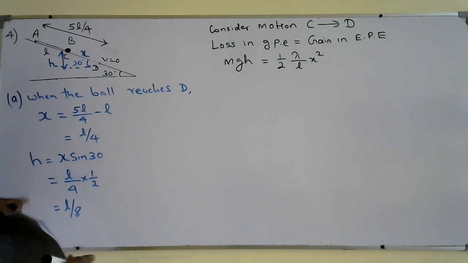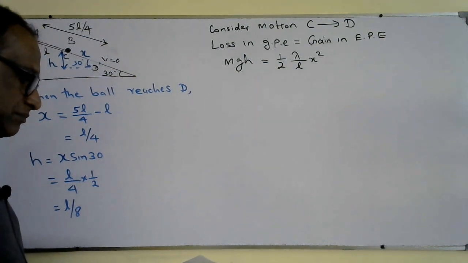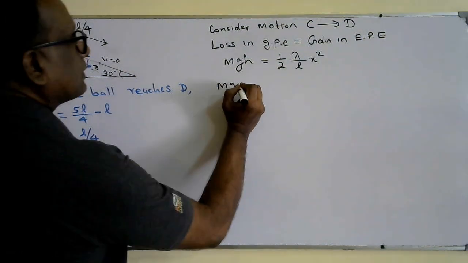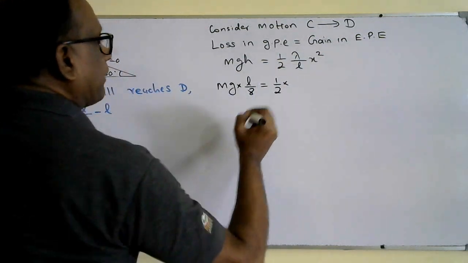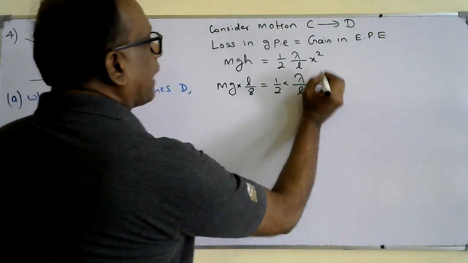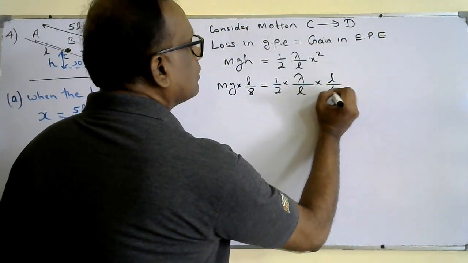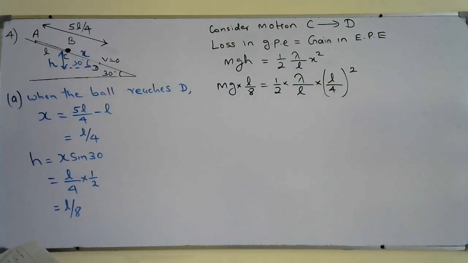Okay, so MGH, the mass is given as M, so Mg, H is L by 8, equals half lambda, which we need to find, over L, x squared, where x is L by 4, all squared. Okay, so we need to solve it.